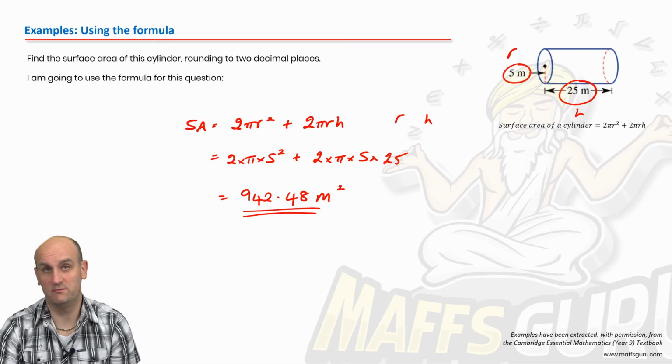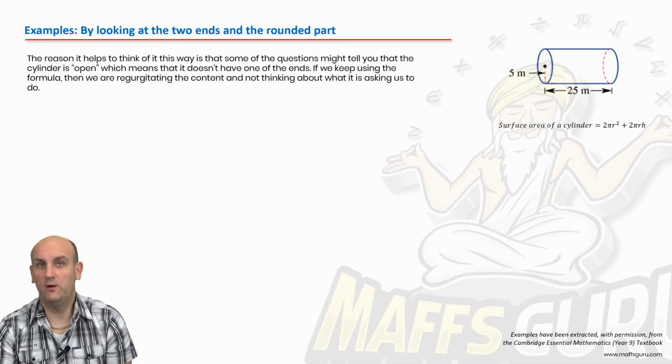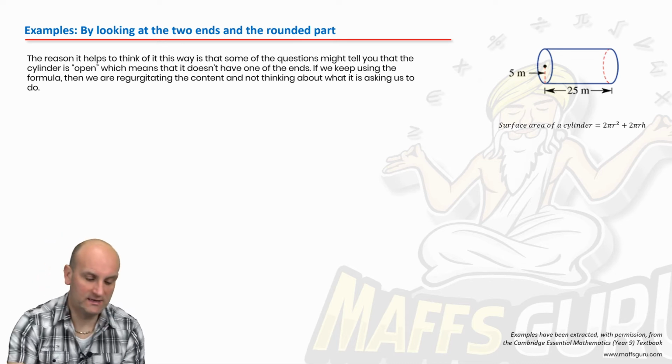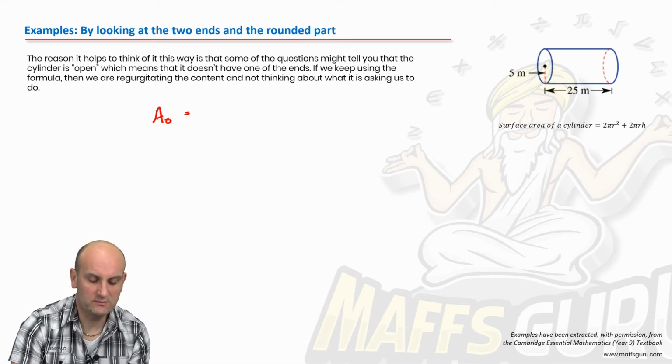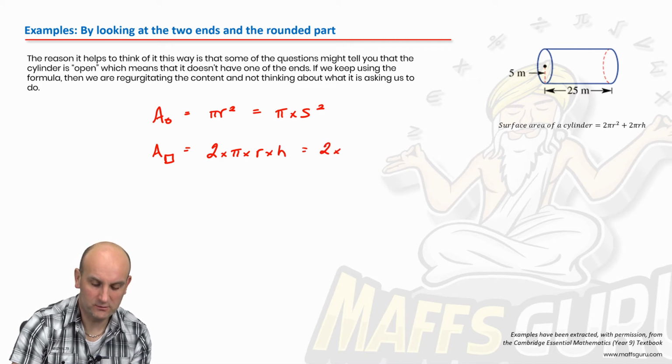That's using the formula, right? Lovely. Same though, if I was to do it in a different way, let's find the area of one of the circles, which is equal to pi r squared. We know that that is now pi times 5 squared, and the area of the rectangle, or the curved section, is 2 times pi times r times h, which is 2 times pi times 5 times 25.